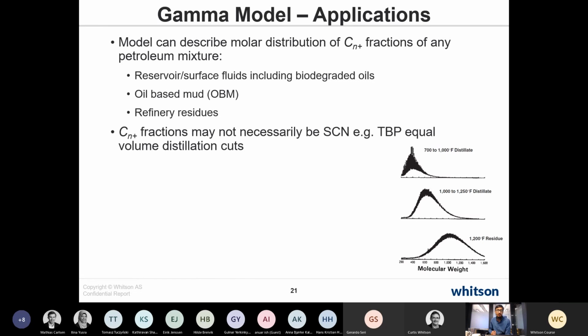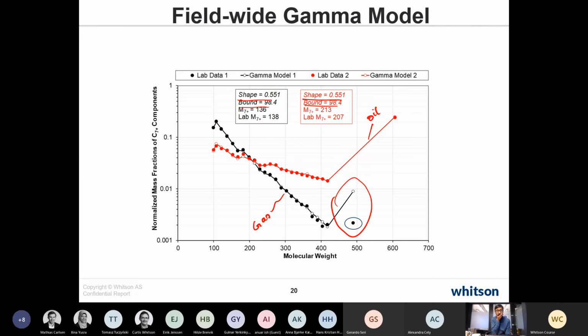Just one question before you go forward. It's with regards to the alpha value. Do you have any recommendation for us to choose this value? Apart from the biodegraded oil, we know the value is quite high, but for a normal black oil, do you have any recommendation for that?